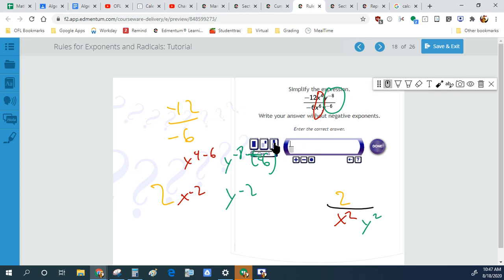Go to my little mouse mode. 2. I use the little arrow on my keyboard to go to the bottom. X, click on this, 2. Hit the arrow so I'm no longer in the exponent. Y, 2.